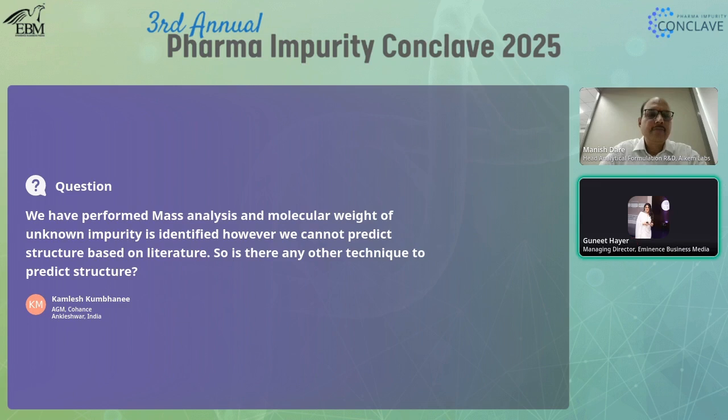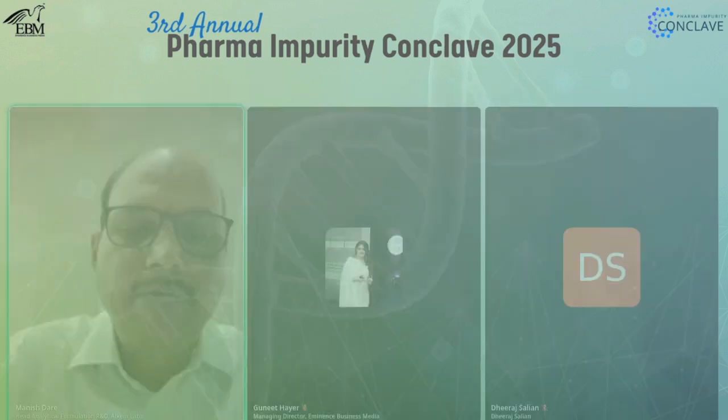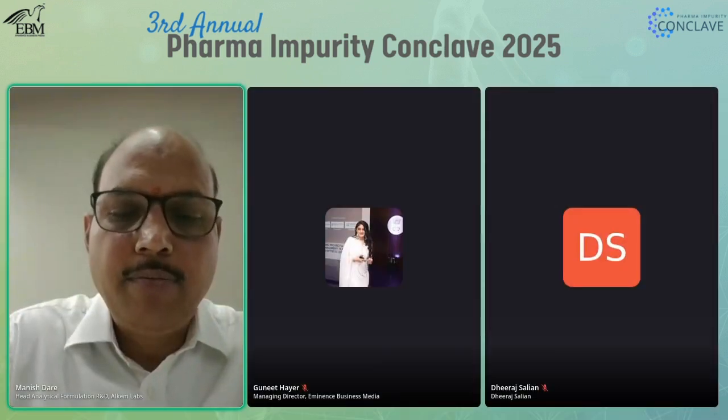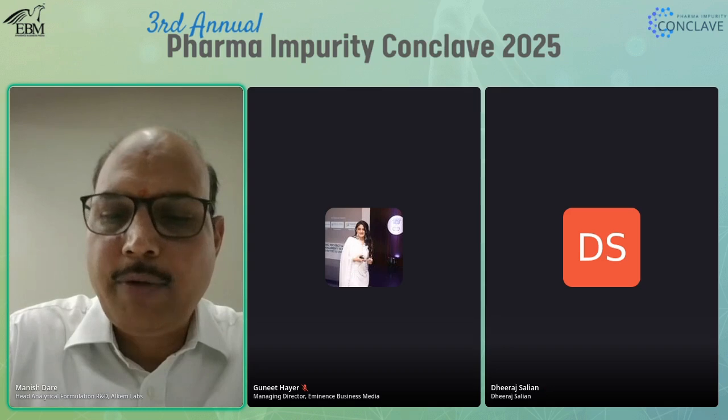So this is the next question that we have, Manish. We have performed mass analysis and the molecular weight for the unknown impurity is identified. However, we cannot predict the structure based on the literature. Is there any other technique to predict the structure? Yes, in silico and different software packages are available. Then we can take help from experts with a chemistry background to predict the structure. Definitely the structure can be identified with the help of mass, and we need to synthesize this particular impurity once we identify the probable structure.